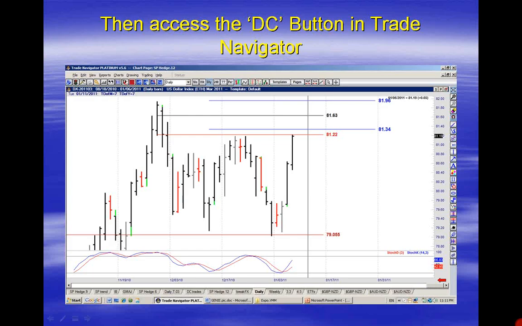The next screen takes you to a screenshot of Trade Navigator. Now, for your manual trading, the trading you're doing yourselves, you don't need Trade Navigator. We do recommend that you have it, but we do have a lot of people who use other trading programs.